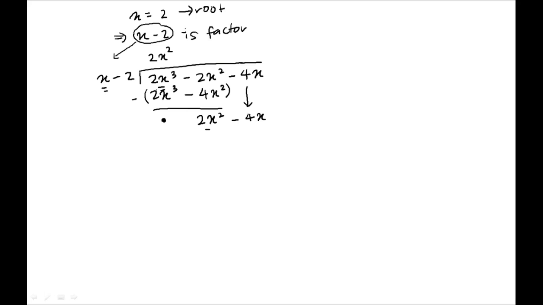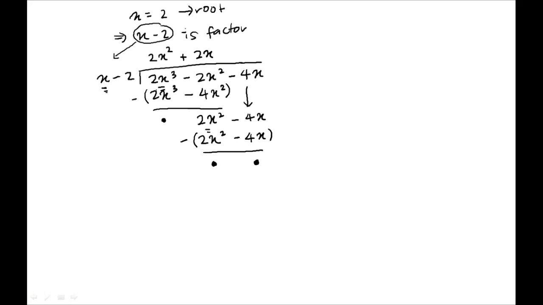Next, consider 2x squared and x. So, x times positive 2x. 2x times x, we get 2x squared. 2x times negative 2, negative 4x. Again, we need to minus. 2x squared minus 2x squared, 0. Negative 4x minus negative 4x, negative negative positive, so negative 4x plus 4x, done, 0.